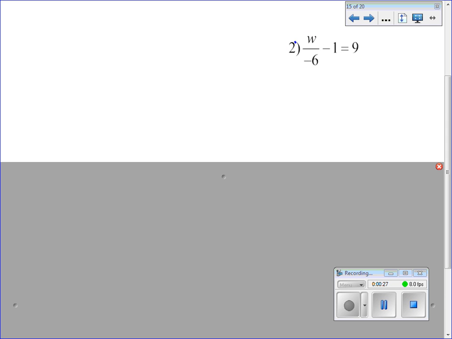As I said, we're going to be doing two steps. And so we've got to get rid of two different numbers to isolate the variable instead of just one. And so the whole goal is the same as one-step equations. We're going to try to get W all by itself, which means we have to get rid of negative 6, and it means we also have to get rid of this negative 1.